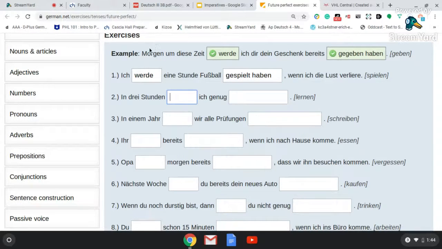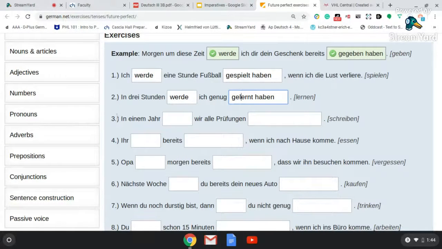Here's another, like the example that begins with something that's not the subject or verb. We have morgen diese Zeit. Now I have in 3 Stunden. It's the same subject as here. Look, ich and ich, so same answer. Werde ich genug, and lernen becomes gelernt haben. Because I know that lernen is not a sein verb. It's going to go just like that.